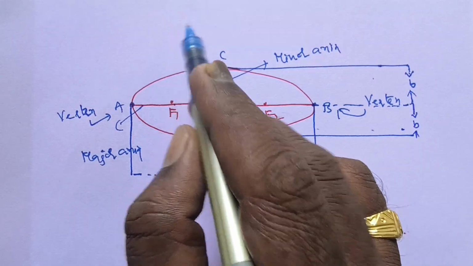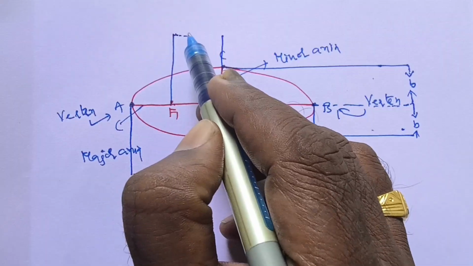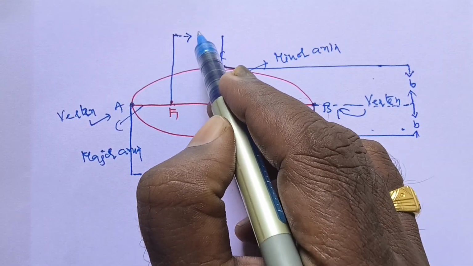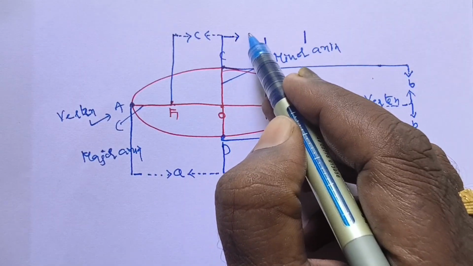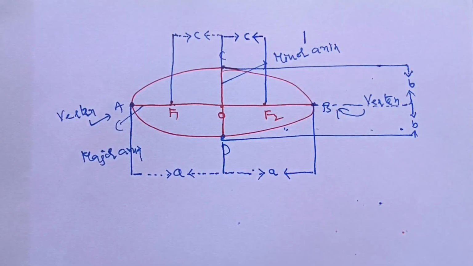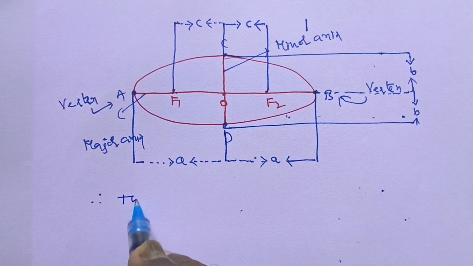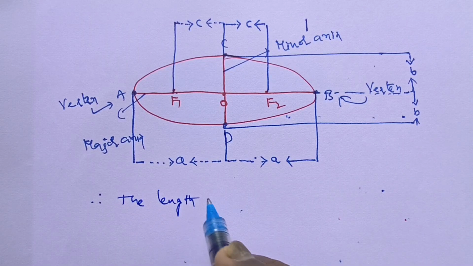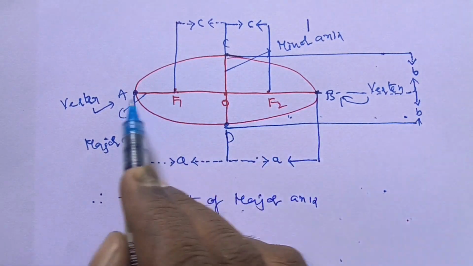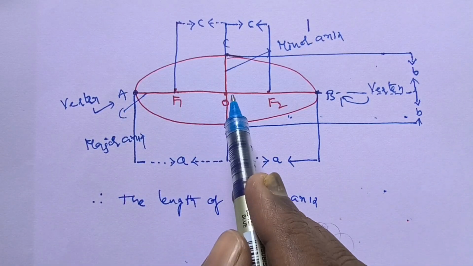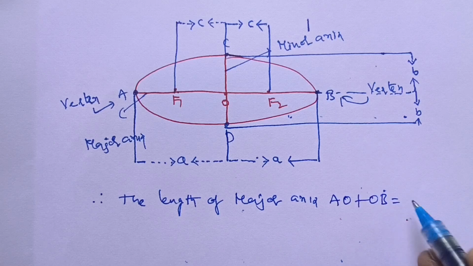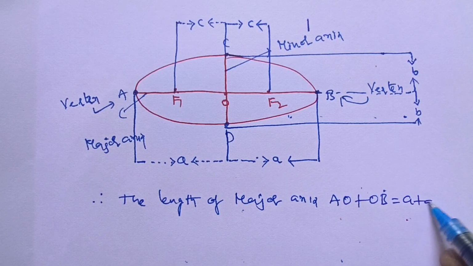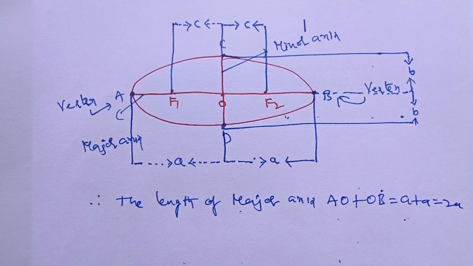Now the distance from focus F1 to O is c units, and the distance from O to F2 is also c units. From the above data we have the length of the major axis. This is the major axis, AB is the major axis. So the length of this major axis is AO plus OB, that equals AO is a units, OB is also a units, a plus a equals 2a.